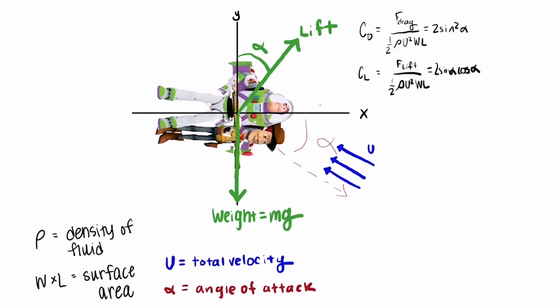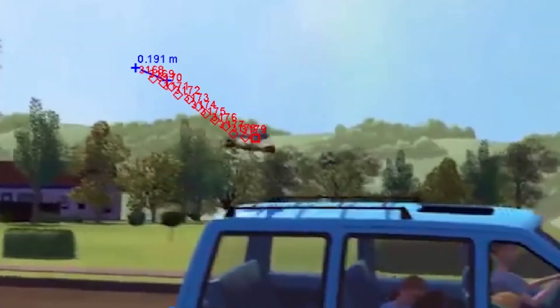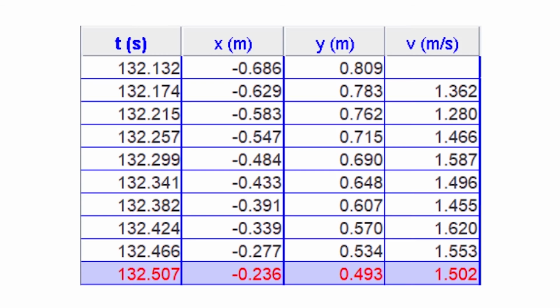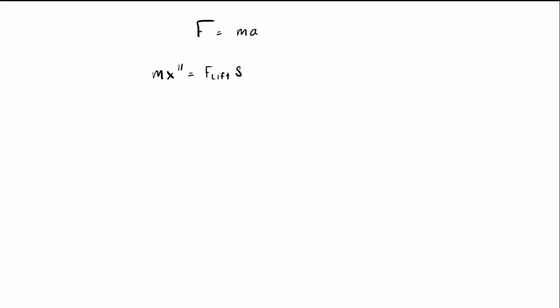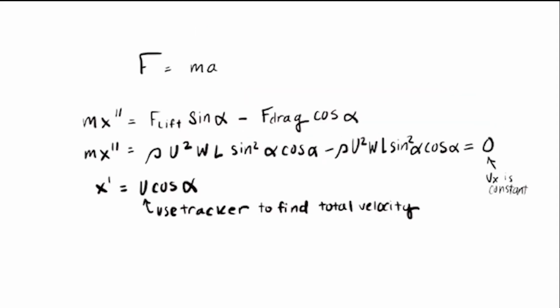To get the velocity component, which we denote a capital U, we used a program called Tracker, which, as the name suggests, can track a moving point in a video. We looked only at the part of the clip where Buzz and Woody's y acceleration is approximately 0, and averaged the overall velocity data to get U, which we then put in terms of the lift and drag forces. It turns out that these terms sum to 0, which means the x velocity is constant. We can then put the horizontal velocity in terms of the total velocity and the angle of attack.